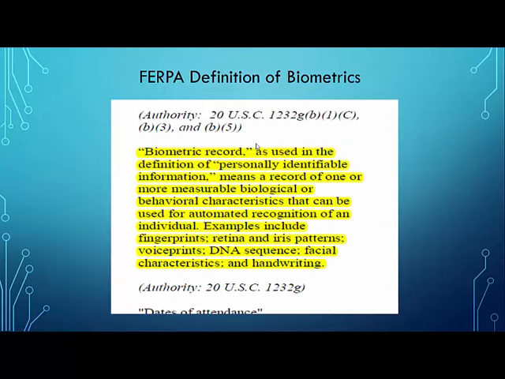There's another really key definition, of biometrics, found in FERPA. It includes personally identifiable information, meaning a record of one or more measurable biological or behavioral characteristics, kind of like your psychometrics, that can be used for automated recognition of an individual. Examples include retina and iris scans, fingerprints, DNA sequence, facial characteristics, and handwriting.